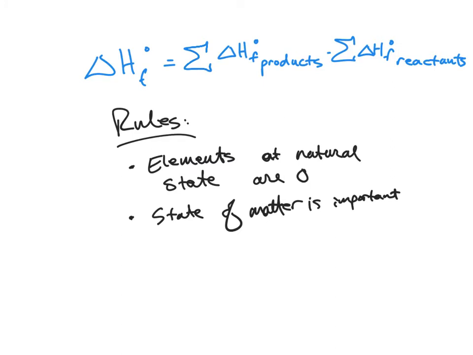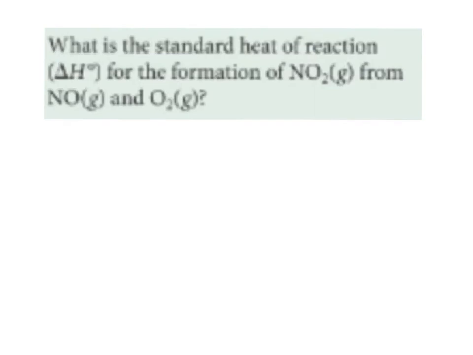Okay, and then I think that it would just be really helpful if we did an example. So here's a question that you might see. If you want to know what is the enthalpy change for the formation of nitrogen dioxide from nitrogen monoxide and oxygen, the first thing we should do for a question like this is to write the reaction. So it says for the formation of NO2. So that means NO2 is being formed from NO and oxygen.